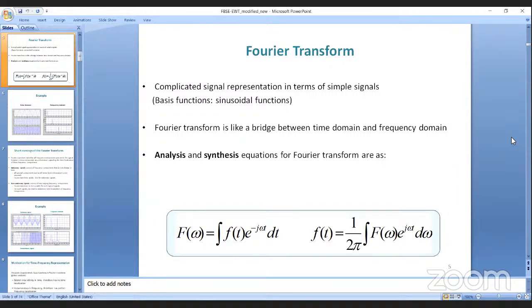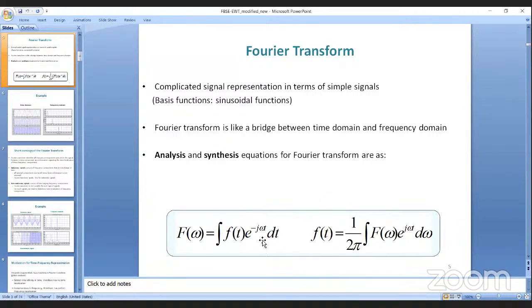So the analysis and synthesis equations for the Fourier transform can be represented mathematically, as you can see in this slide. The first one, F(omega) equals the integration of f(t) e to the power minus j omega t dt, is known as the analysis equation. And f(t) equals 1 upon 2 pi times the integration of F(omega) e to the power j omega t d omega, is known as the synthesis equation.